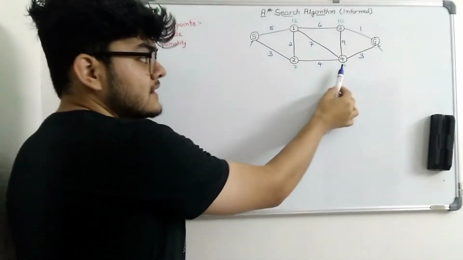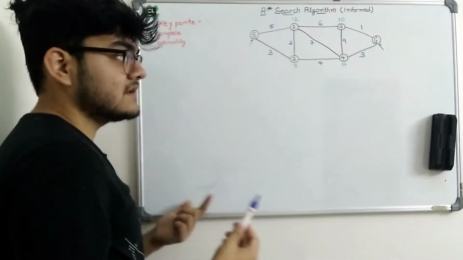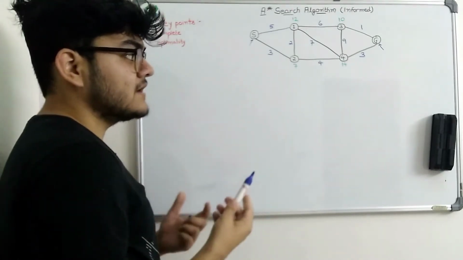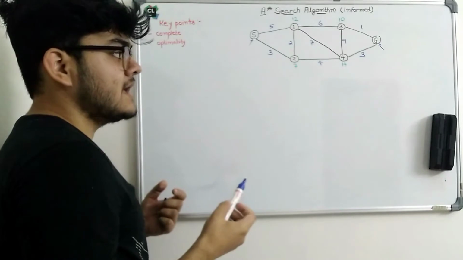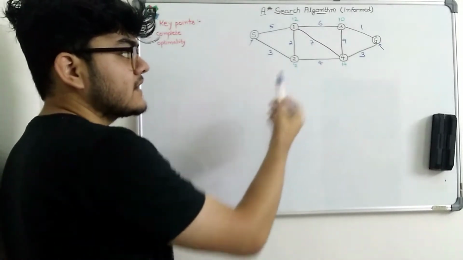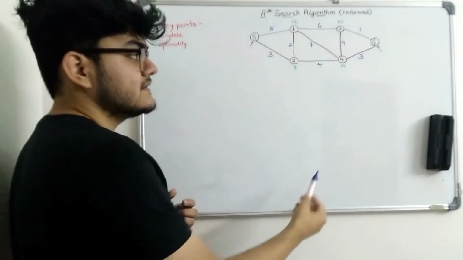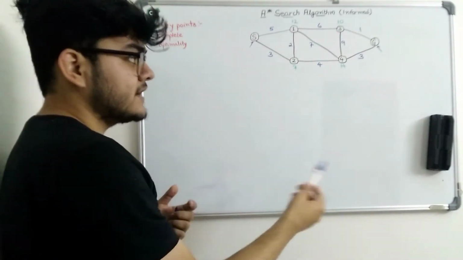In the green color, I have written the heuristic values. Heuristic values are basically a guessing value. It could be a smart guess, and we already know how we can calculate the heuristic value. We will also see that later on in this tutorial.